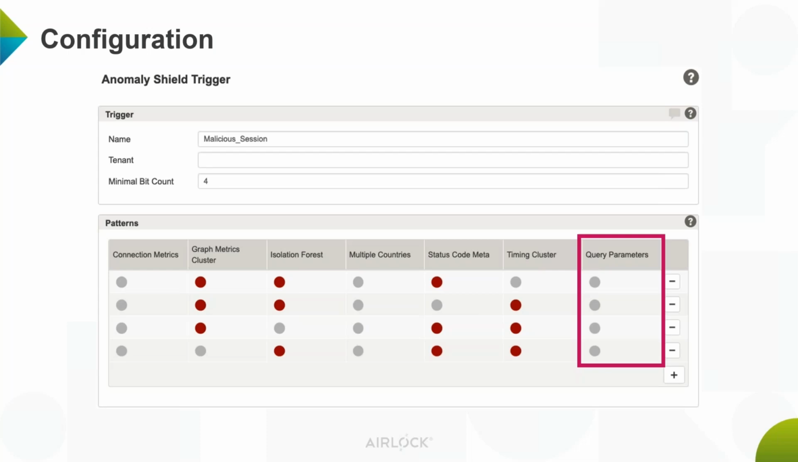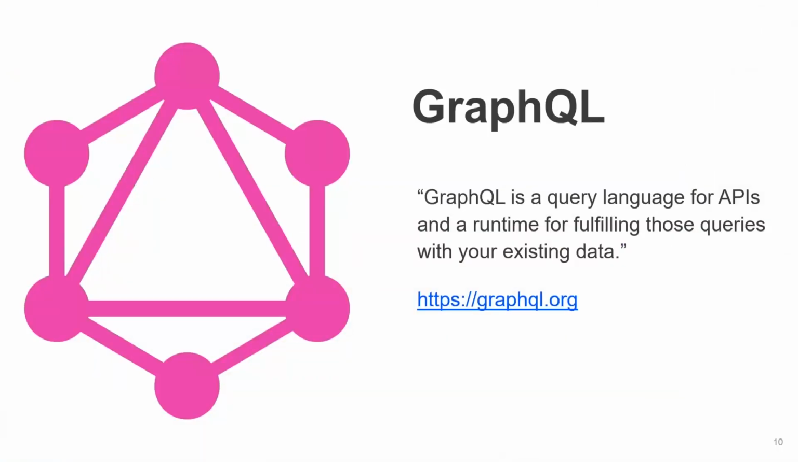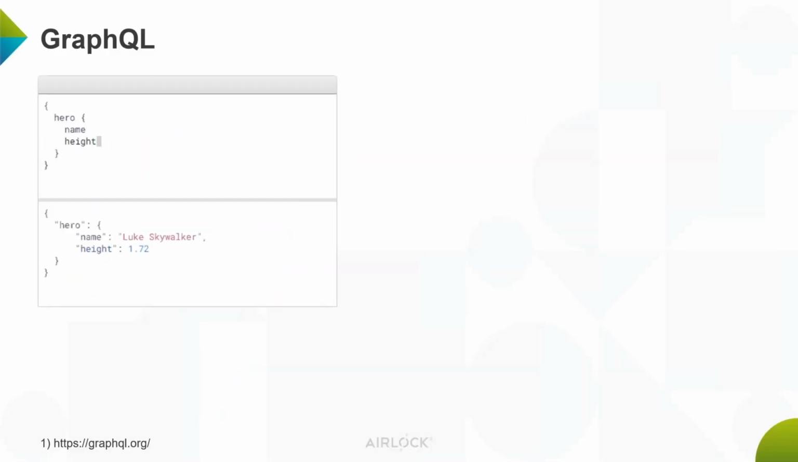That's about the improvements we made in Anomaly Shield, and now I'd like to move on with GraphQL. I don't know whether all of you are familiar with GraphQL or not. GraphQL is a query language for APIs and the runtime for fulfilling those queries with your existing data. As an example, on the left side at the top we see the query made in GraphQL, and at the bottom we see the response.